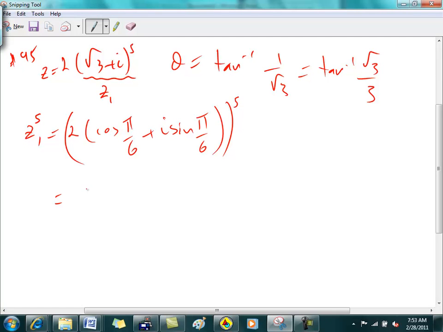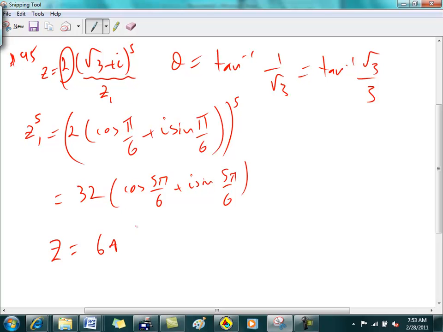So then this guy becomes 32. Do you see where 32 comes from? This becomes cosine 5 pi over 6 plus i sine 5 pi over 6. Don't forget this 2 yet, okay? I still need the 2. So then z becomes equal to 64.